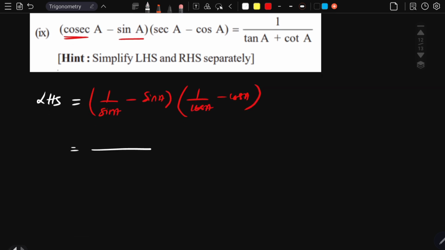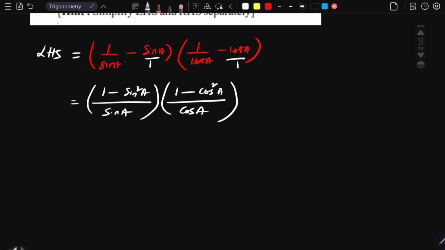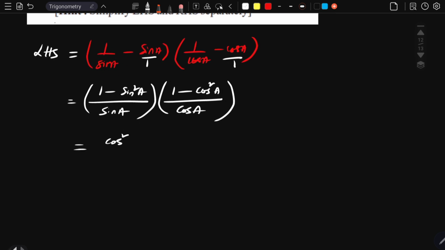Here sin a is the LCM, so 1 minus sin a multiplied by sin a gives me in the numerator 1 minus sin square a. In the other term cos a is the LCM, so 1 minus cos a into cos a gives 1 minus cos square a. Got it. So now 1 minus sin square a we can write as cos square a, with denominator sin a, multiplied by 1 minus cos square a, which we can write as sin square a, with denominator cos a. Any cancellation? Definitely. The square and sin a cancel, this square and cos a cancel.